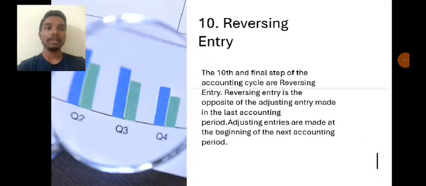Finally, 10th one, reversing entry. The 10th and final step of the accounting cycle is reversing entry. Reversing entry is the opposite of the adjusting entry made in the last accounting period. Reversing entries are made at the beginning of the next accounting period.